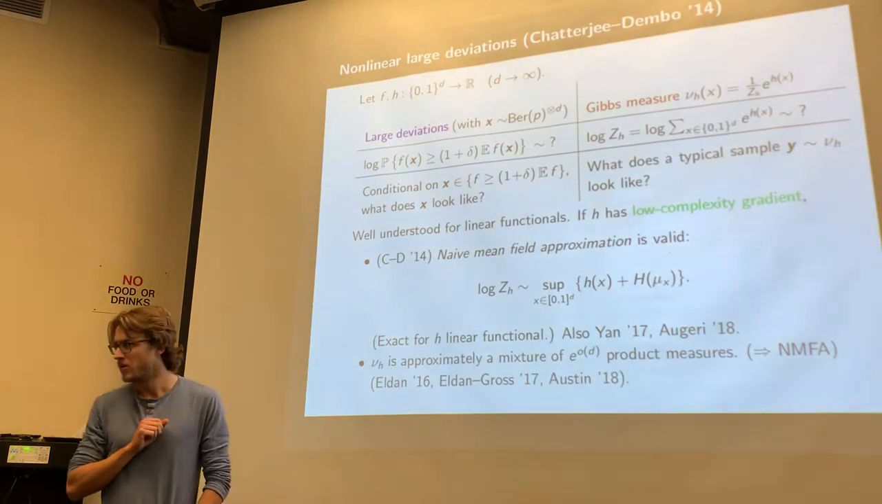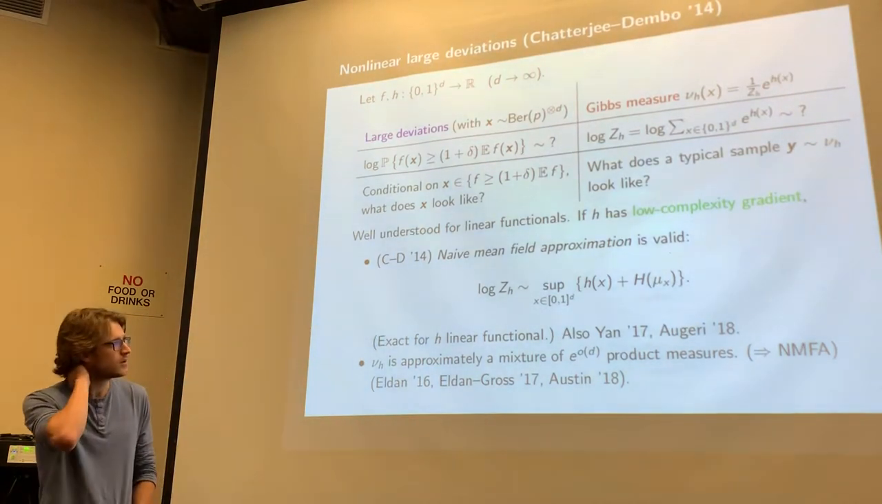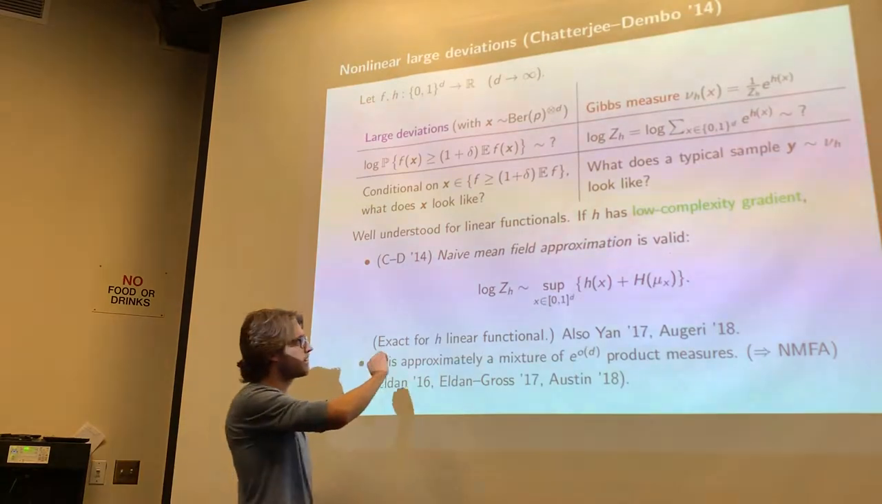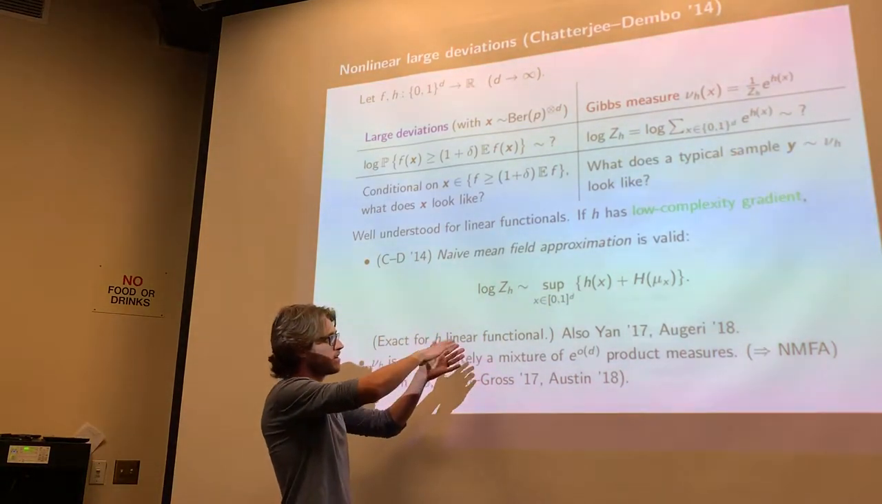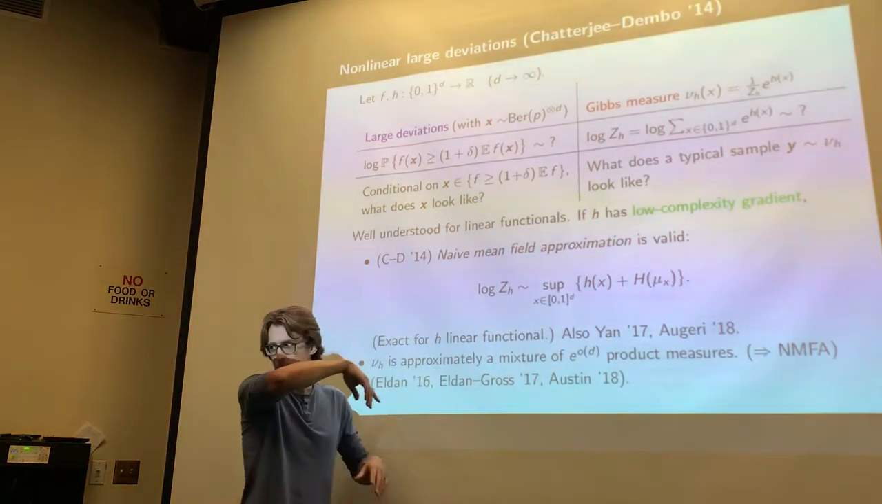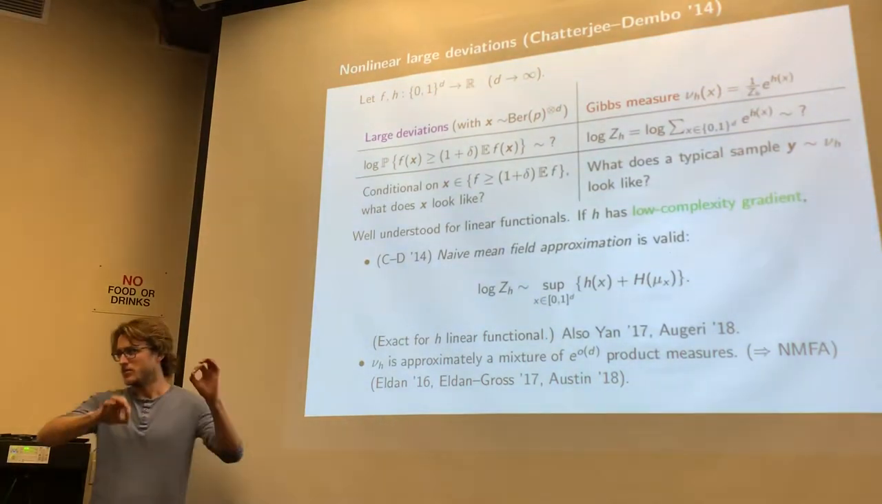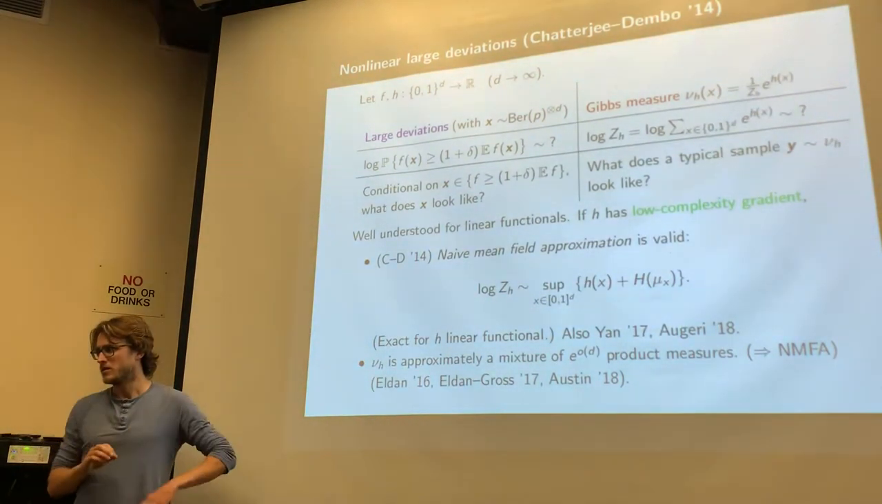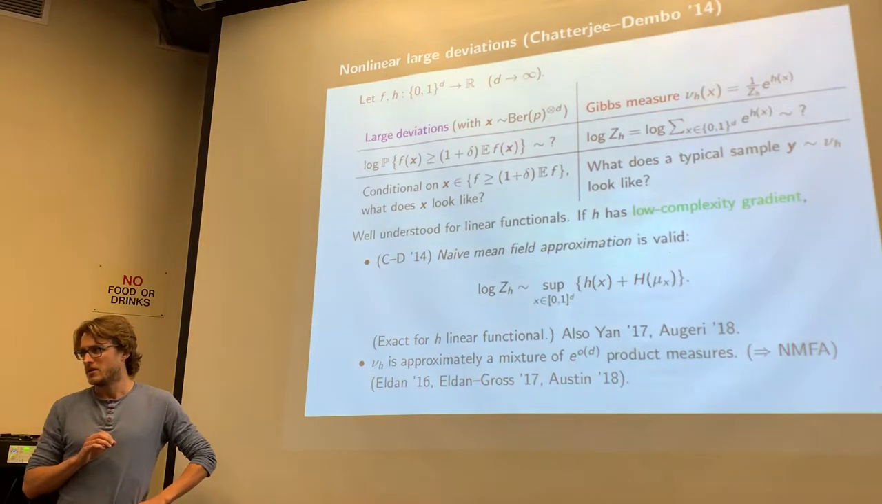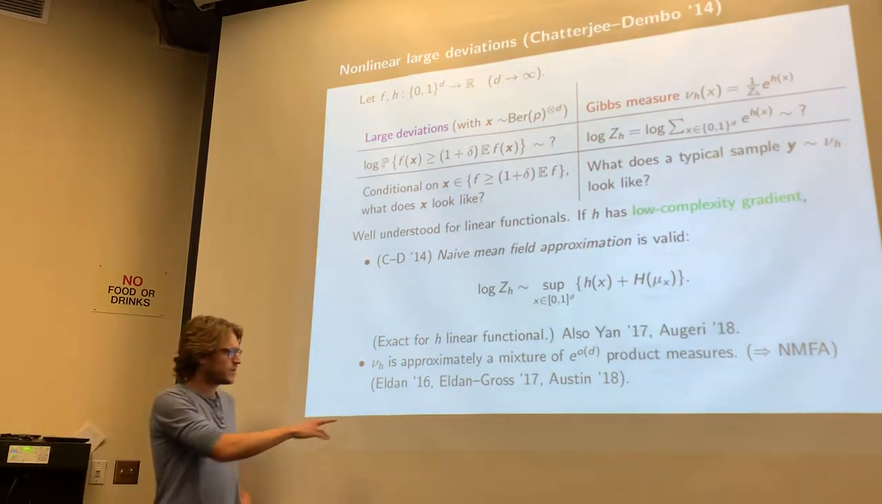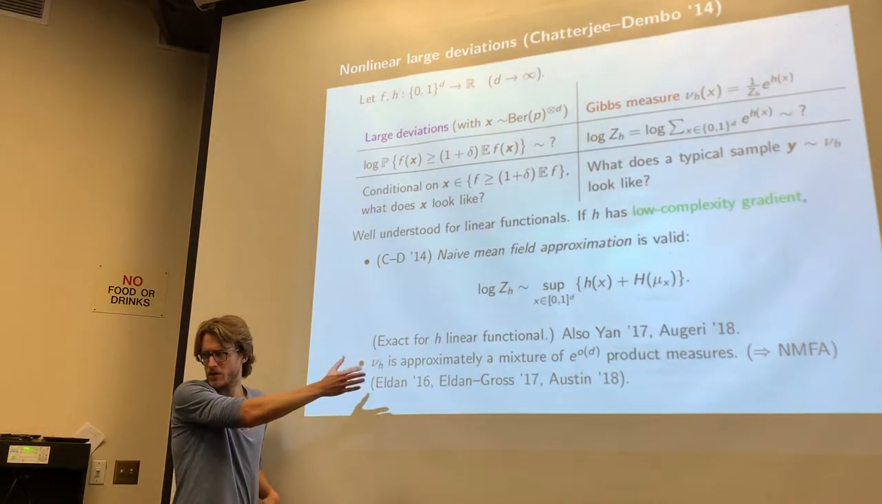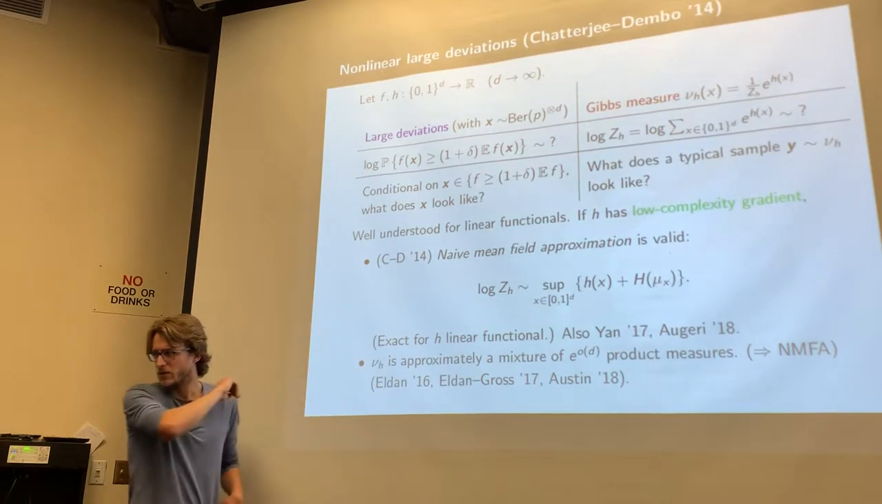Can you give again the condition for this to be true, this low complexity thing? So it means that you just look at grad H and look at its range, and ask whether you can cover it by a small epsilon net. And the way Eldon formulates this is in terms of Gaussian width, but there are comparisons between these.